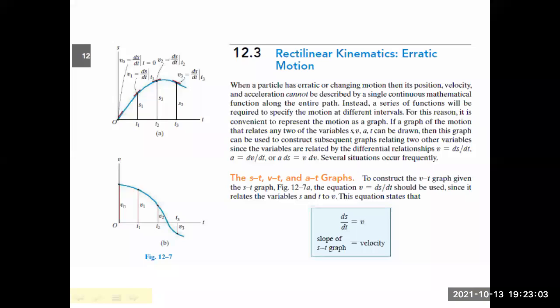Is there anyone here who couldn't catch up with what I said just now? What is the difference between erratic motion and continuous motion?